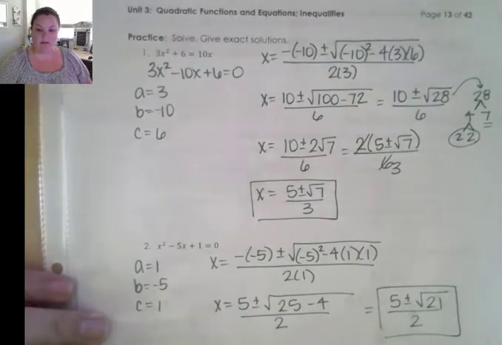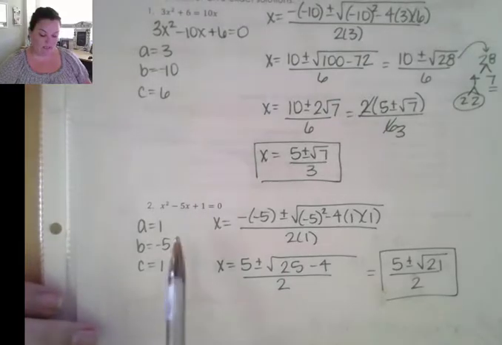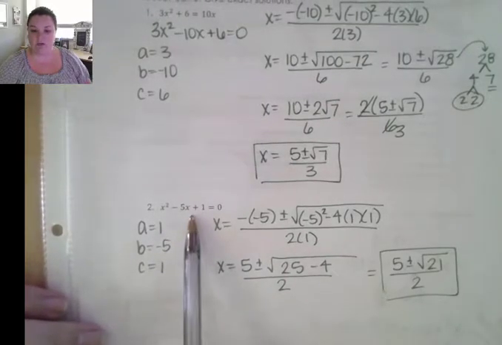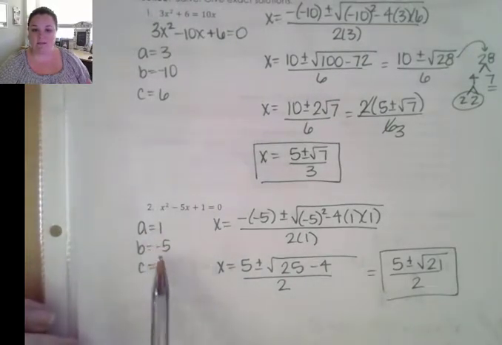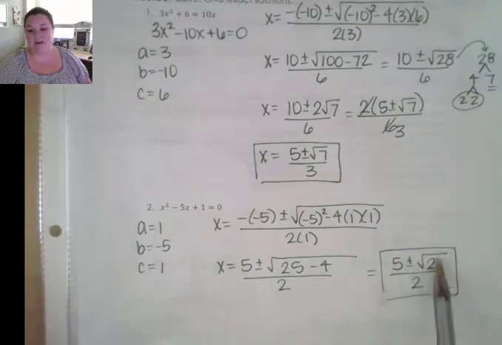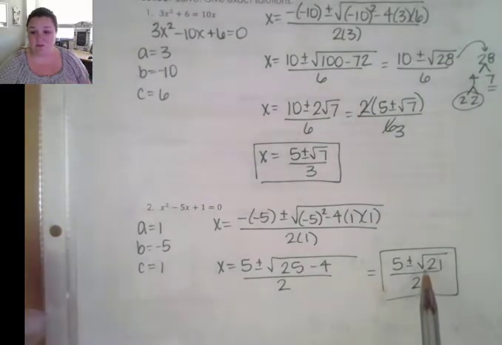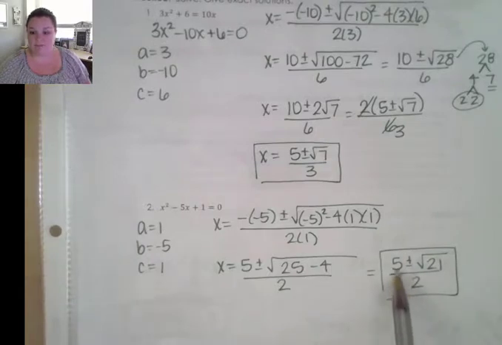The second one was a little bit shorter. We already have it in standard form. So identify A is 1, B is negative 5, and C is 1. And then we just plug them into our formula. And the number we get under the radical is not one that reduces, right? 21 is just 7 times 3. We don't have two copies of anything. So we can't reduce the radical, and there's nothing to simplify, right? Because not all three terms have something in common. So we just leave it like that, okay?